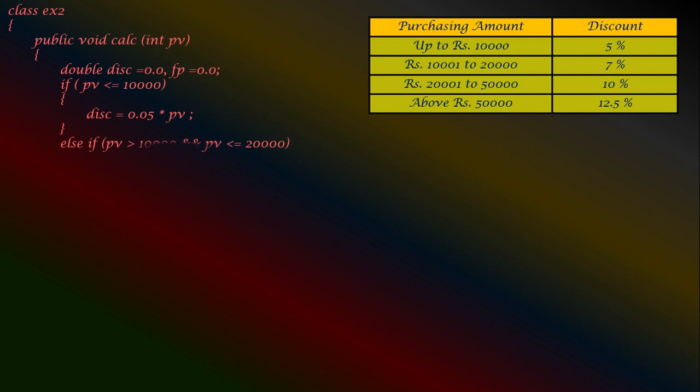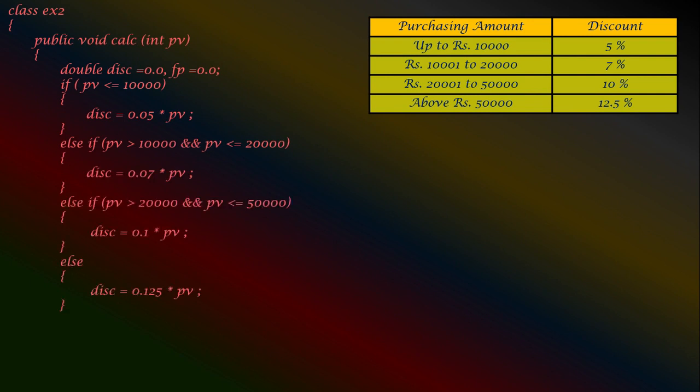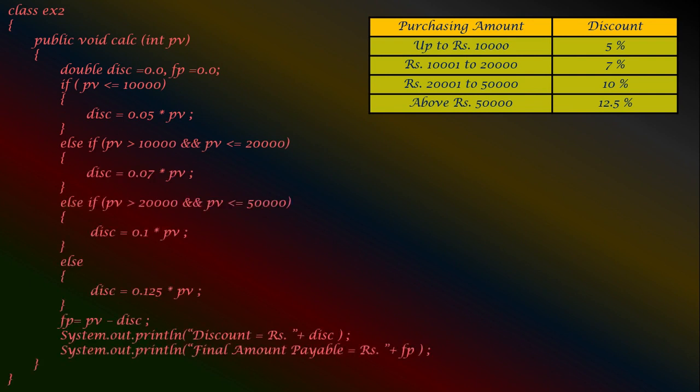We begin by taking input the purchasing value and storing it in the variable PV. Then we are also initializing two variables, one for storing the discount and FC for calculating the final price. According to the table, if my purchasing value is up to rupees 10,000, then I will get a 5% discount. So 5% means 5 by 100, which equals 0.05. Of means multiplication. So on my purchasing value, I will get 5% discount.